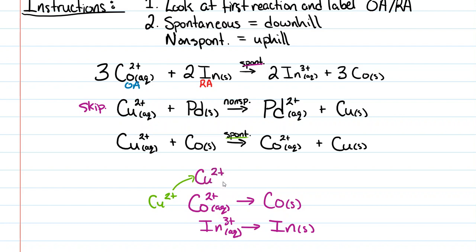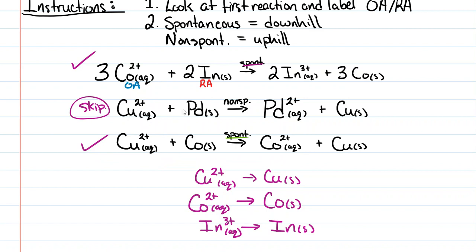above cobalt. So I'll erase that. Good, perfect. So now we had copper 2 plus and cobalt making a downhill reaction. Fantastic. So we finished the first reaction, we finished the last reaction, and now we're on to the second reaction.